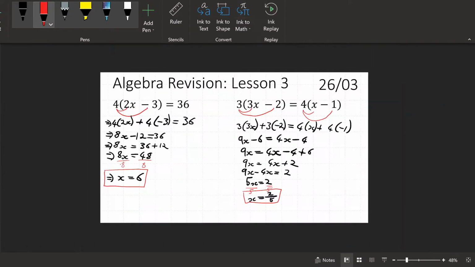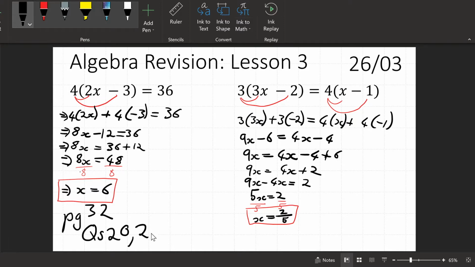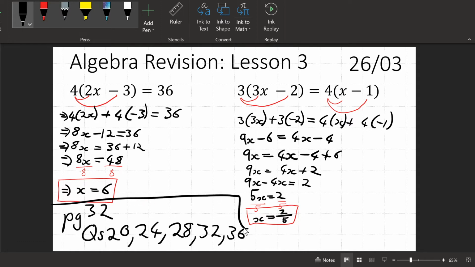Let's assign a little bit of work. You are to have this done for tomorrow, so Friday the 27th. On page 32, I'm going to ask you to do questions 20, 24, 28, 32, and 36.